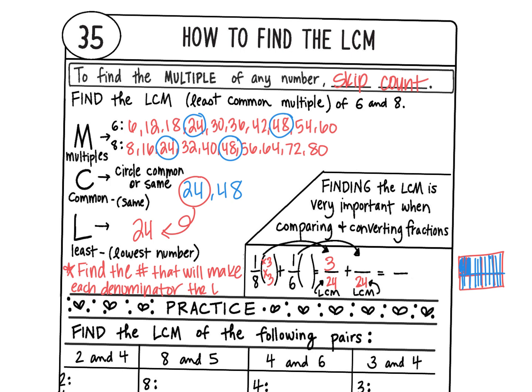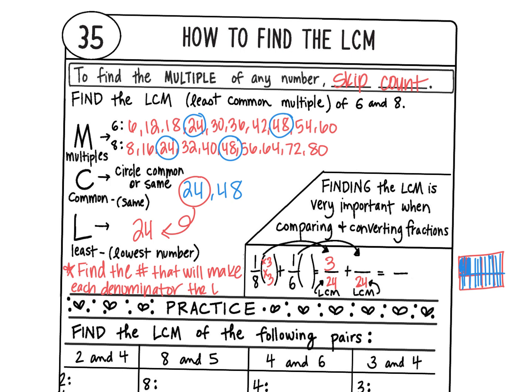They are equal amounts. It's like taking a pizza. A whole pizza doesn't change, right? But you can cut it into different amounts. You can cut it into 8 pieces. You can cut it into 12 pieces. You can cut it into 16 pieces. So it's the same amount, but it looks different.